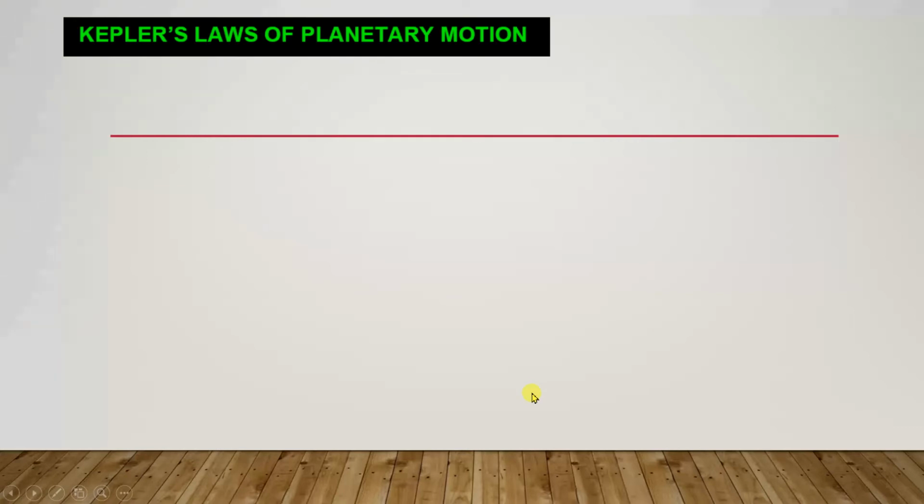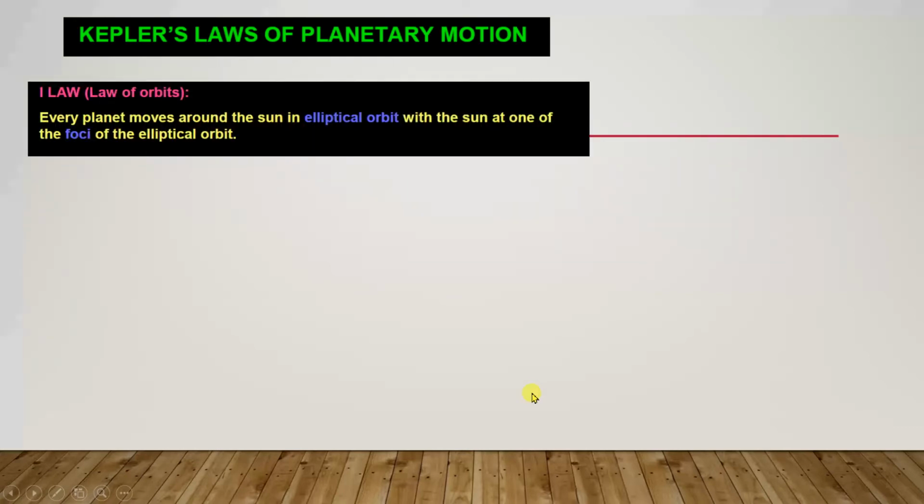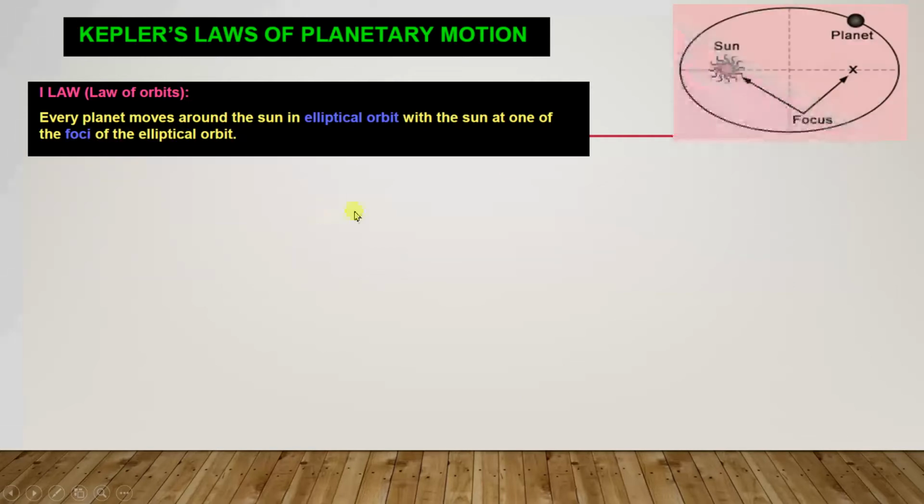Let's summarize Kepler's laws of planetary motion. Number 1, every planet moves in an elliptic orbit with sun at one of the foci. Ellipse is this and elliptic orbit अंडाकार ये, और every planet is moving around the sun in the elliptic orbit. ठीक है. Sun is present at one of the foci. ये focus points हैं. Sun will be present at any one of the foci.